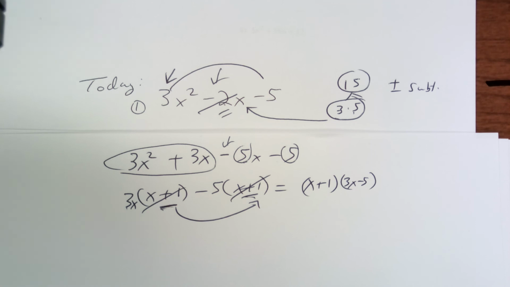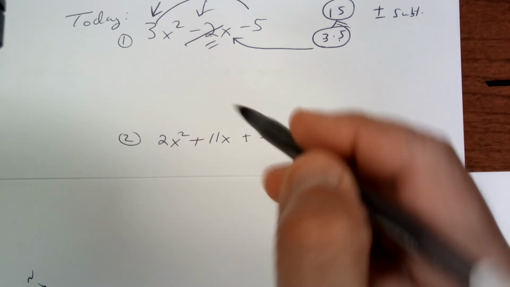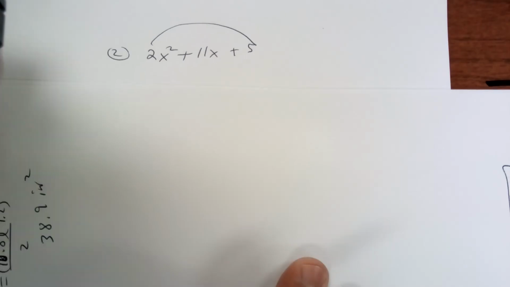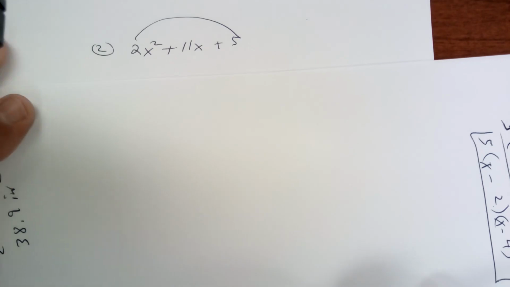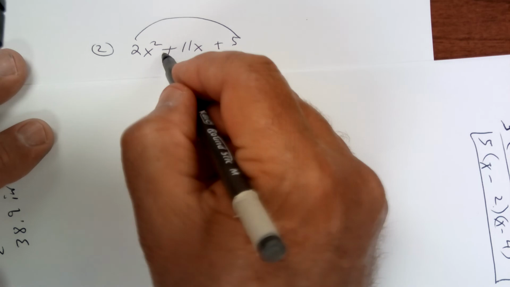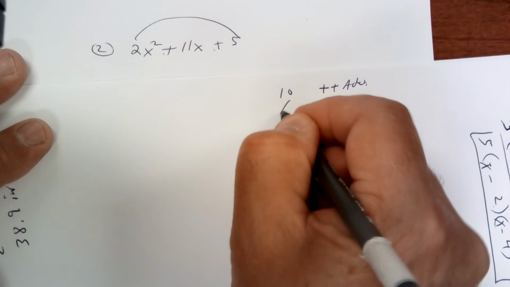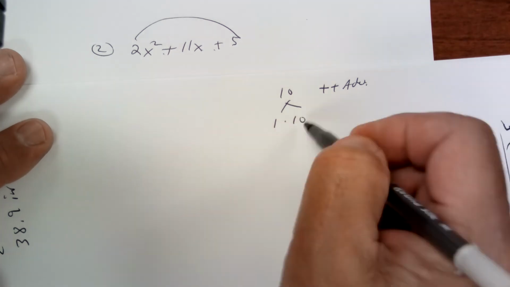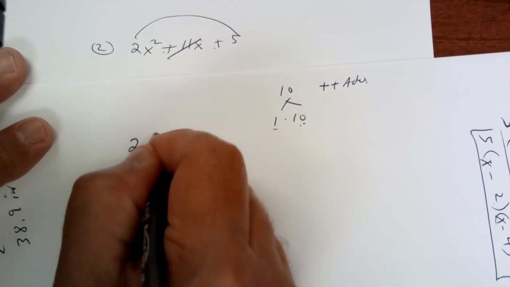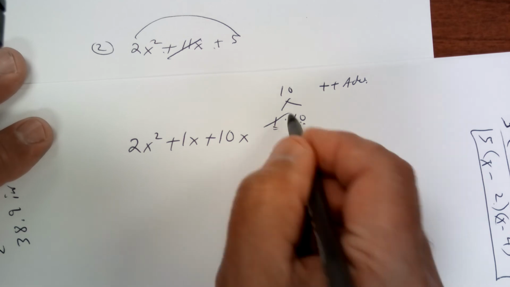All right, let me let you try one. Try this one right here. Multiply the first 2, and then see what works. Okay, so let me try it. 2 times 5 is 10. I'm trying to get 11. A plus and a plus is going to be 2 pluses, so I'm going to be adding. So it's got to be 1 times 10. So in place of this 11, I'm going to put the 1 and the 10. So you're going to put 2x squared plus 1x plus 10x, both of these, and then plus 5.